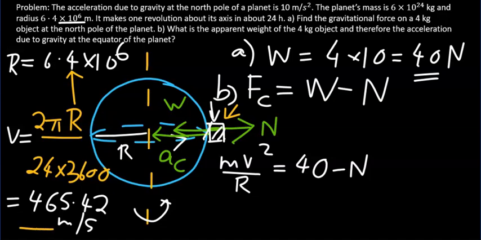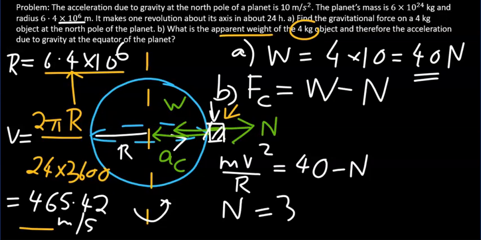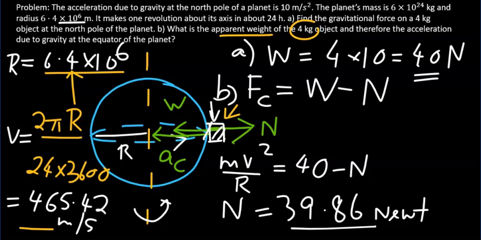Substituting this number in here, and we know the mass of the object is 4 kg, so little m is 4 kg, and this capital R is again that number, we can calculate capital N, which is the apparent weight of that 4 kg object at the equator. And N will turn out to be 39.86 newtons. And that's the answer for the apparent weight.